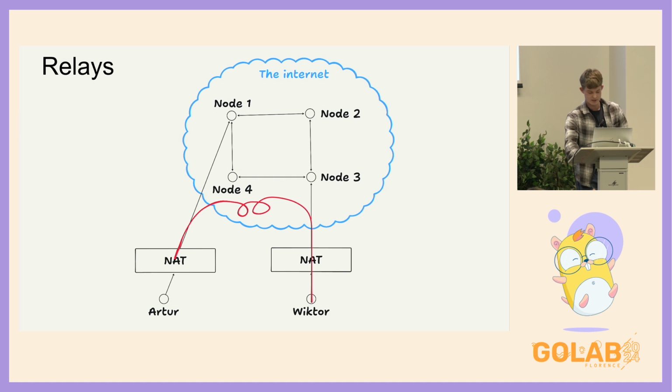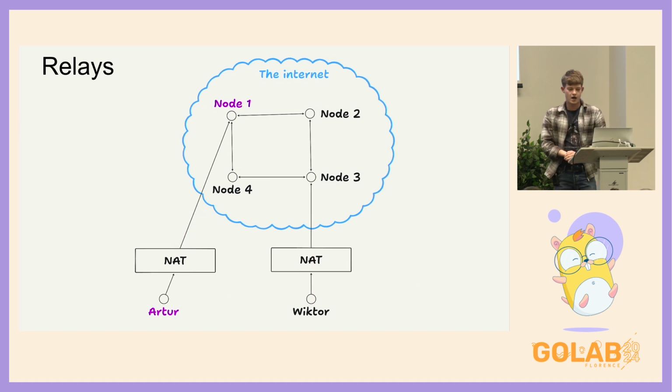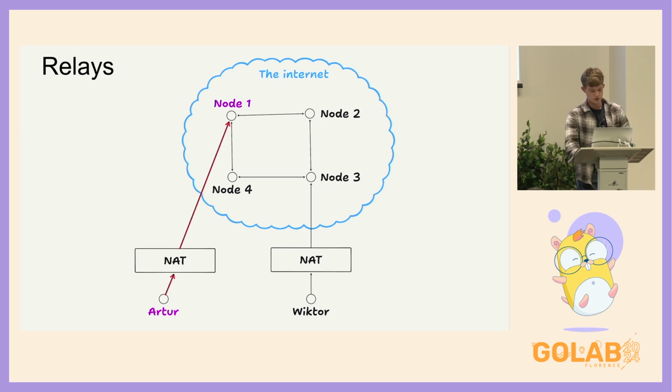So what we do, as you can see right now, Arthur and node 1 are depicted in purple. What it means is that Arthur provisioned himself a spot in node 1. Node 1 acts as a relay. So now Arthur advertises himself to the network: hey, you can connect to me through node 1. So it would look like this.